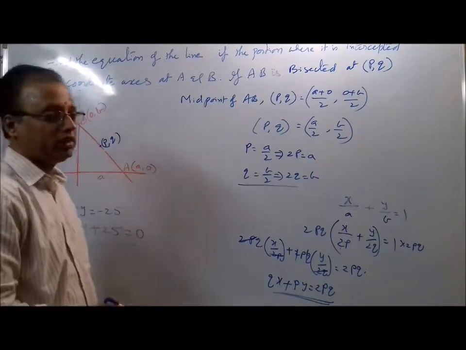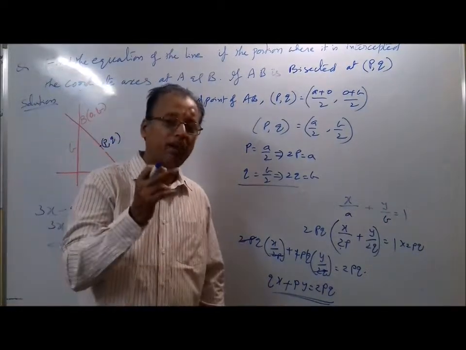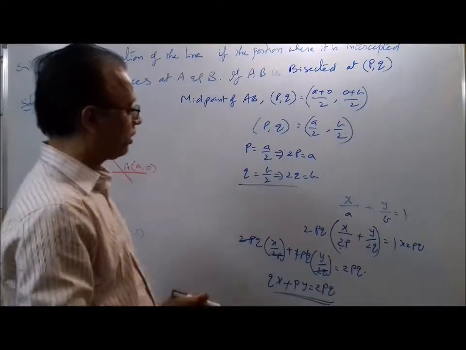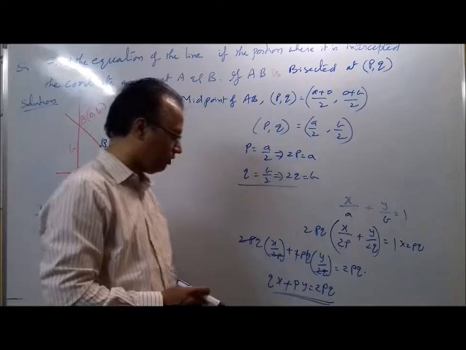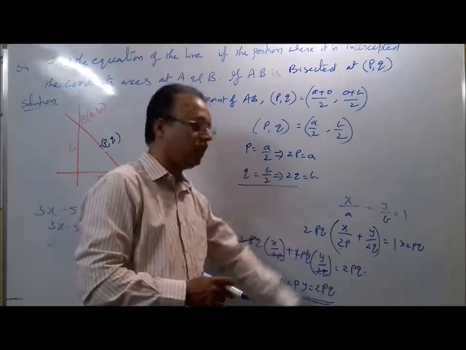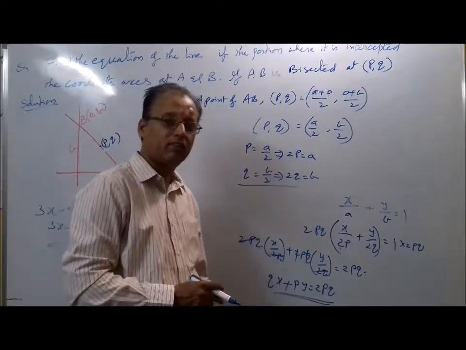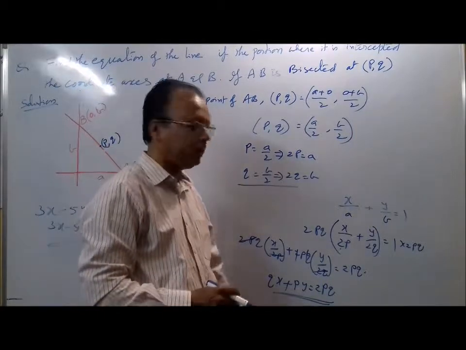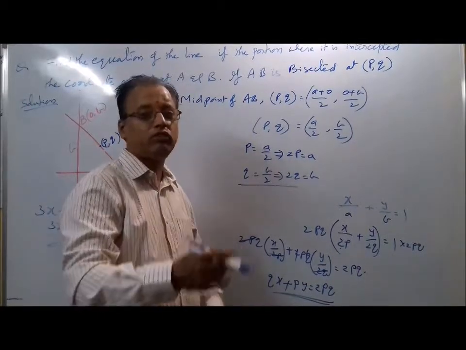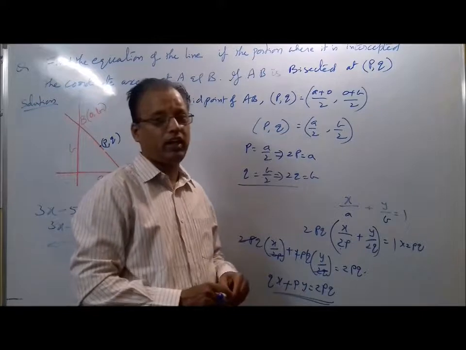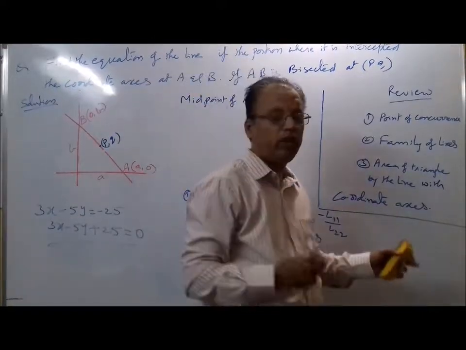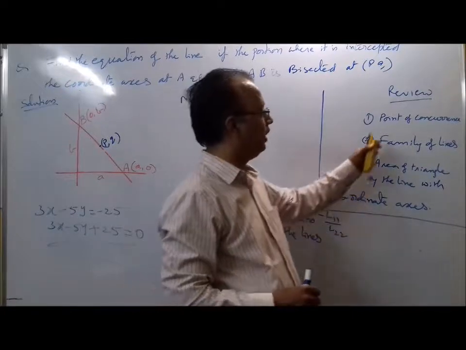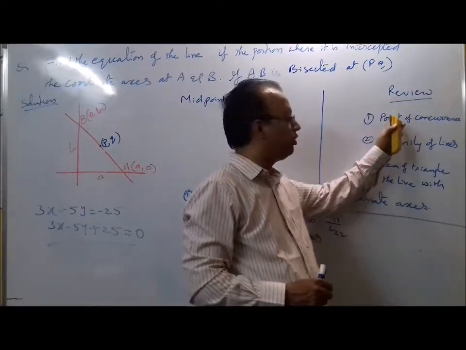The portion divided between the coordinate axes is bisected at p comma q. We can change a little bit here, using the midpoint formula, and get the equation of the line like this. So we wind up the class for today. We will continue with the different models in the next class. Today we did the review.